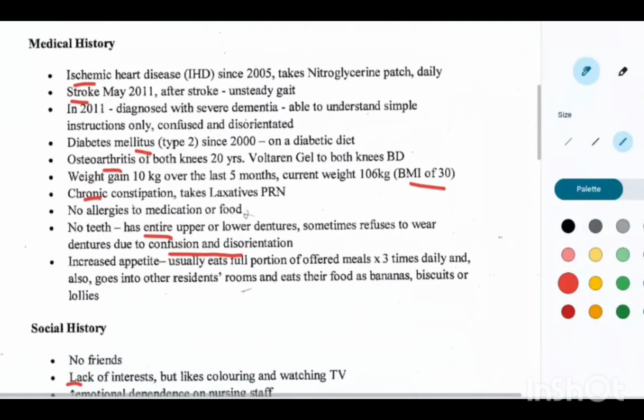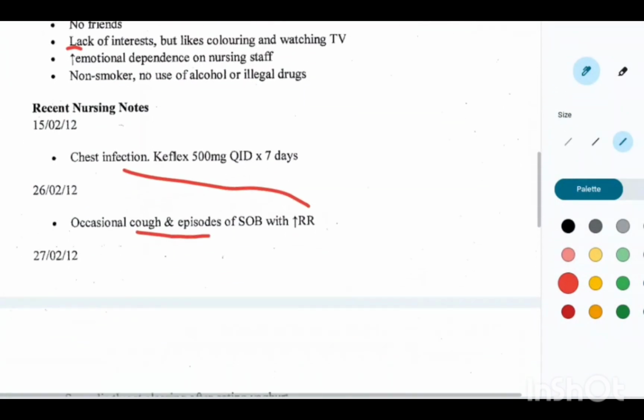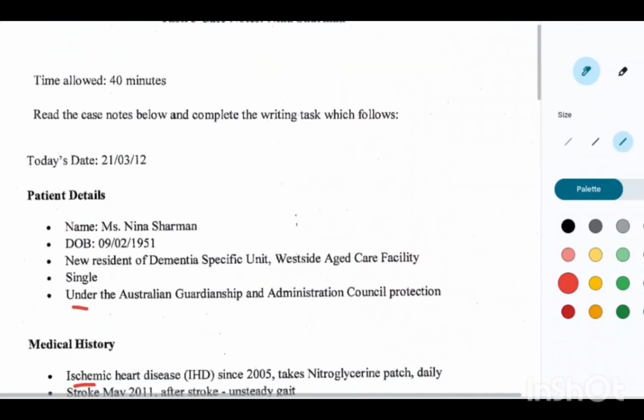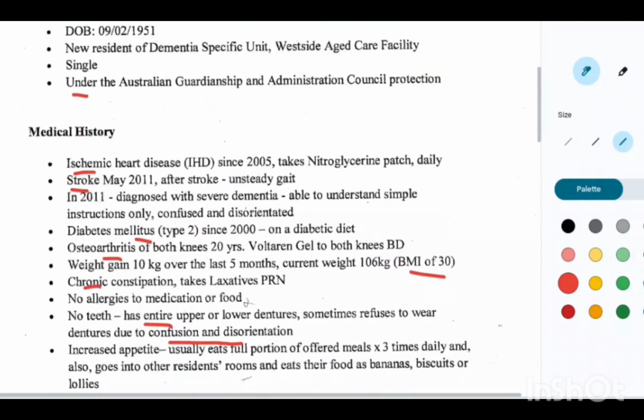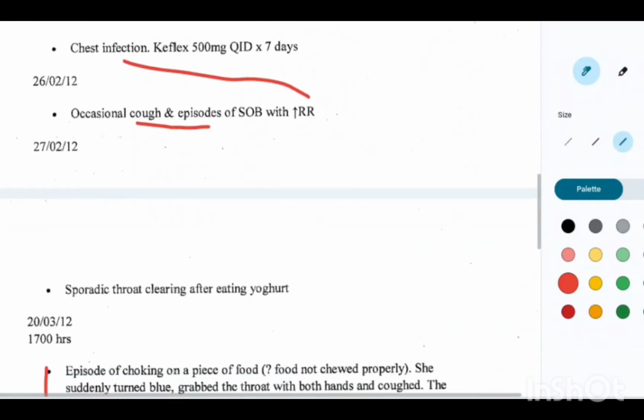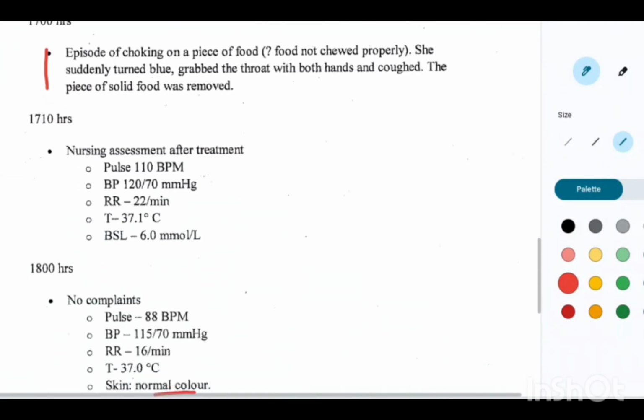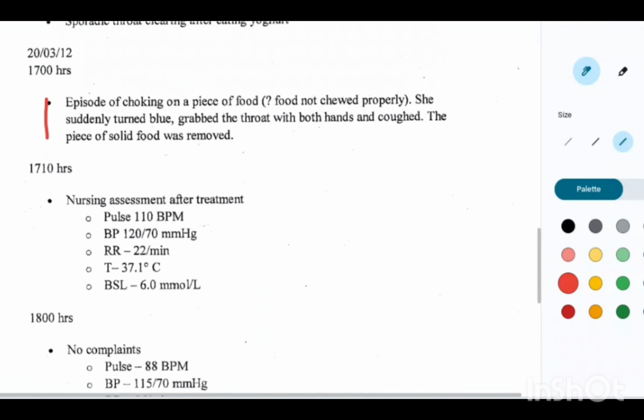So what we are going to say is, okay, like the patient on that day, 20th of March 2012, that was when you are writing the letter. You are writing the letter on the 21st, that means yesterday. Okay, so you can say the day before, on that date, on 20th March 2012, at that hour she had an episode of choking with the unchewed food material.